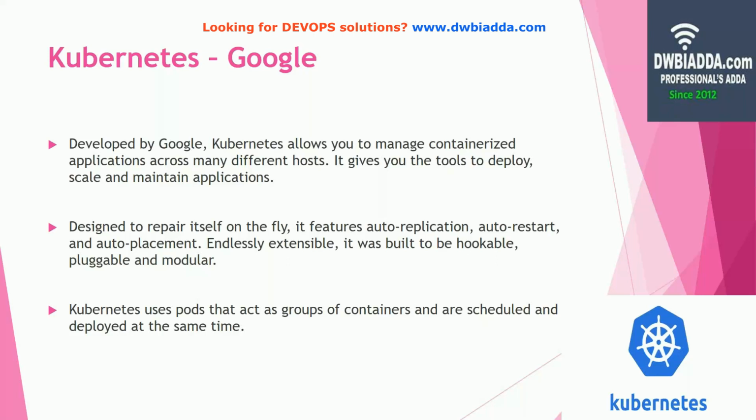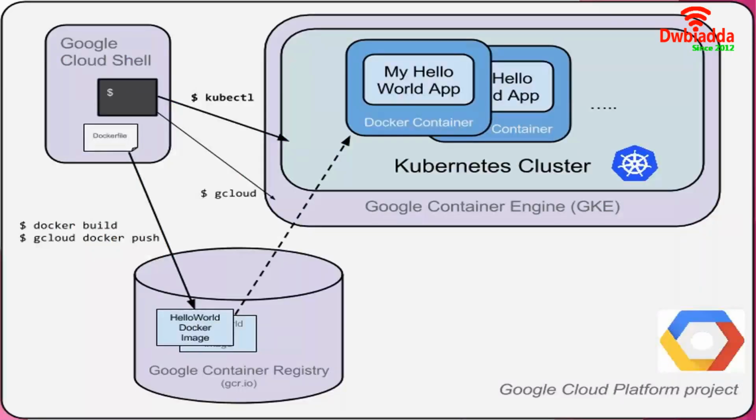Now, the basic fundamental principle of Kubernetes is that it uses pods that act as a group of containers and are scheduled and deployed at the same time. So you are creating a pod which has a group of containers, carrying a number of containers, and you can manage those pods by scheduling and deploying them. A pod could be a single container, or it could be a multiple container environment.